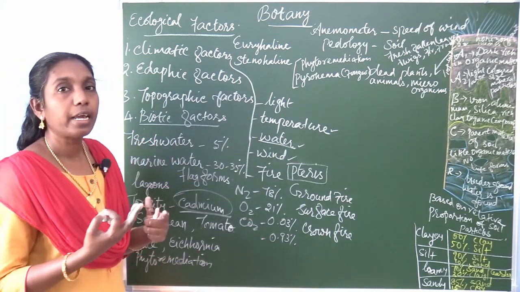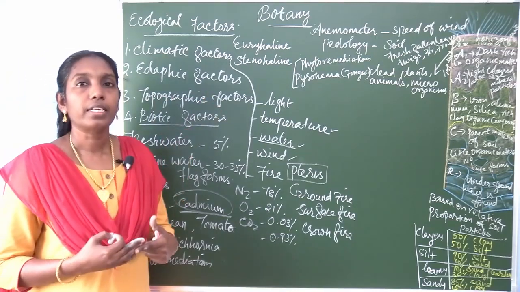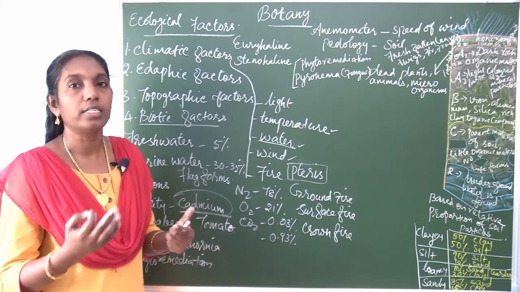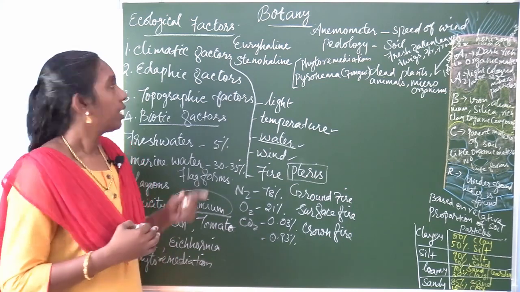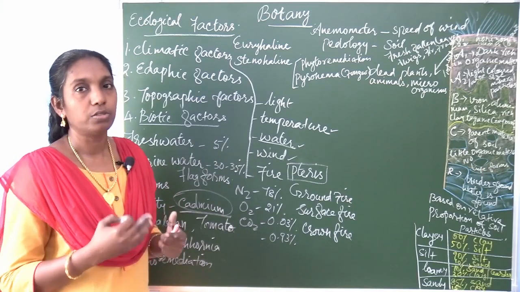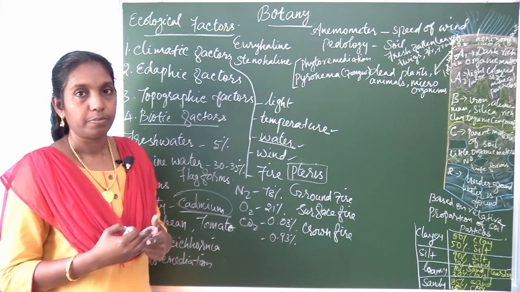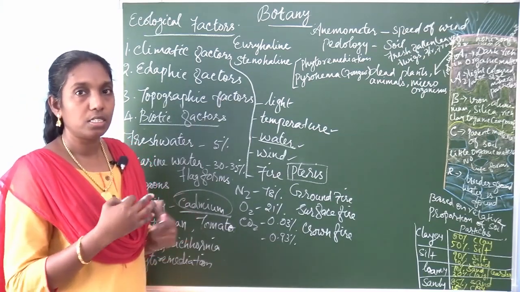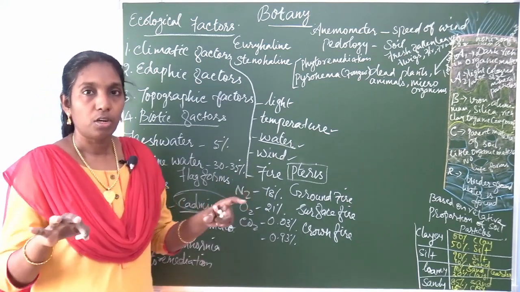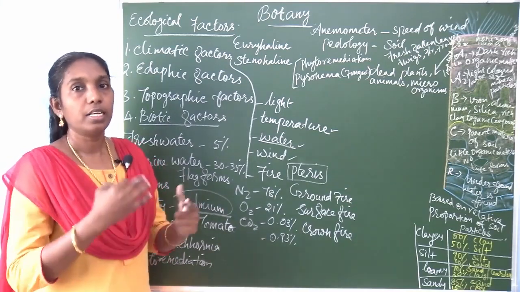Then the second type of factor is called edaphic factor. The edaphic factors are the abiotic factors which include soil, or are related to soil. Soil is very important to the growth and development of the plant. Soil is formed at the surface from the weathering of rock. So, the weathering process.